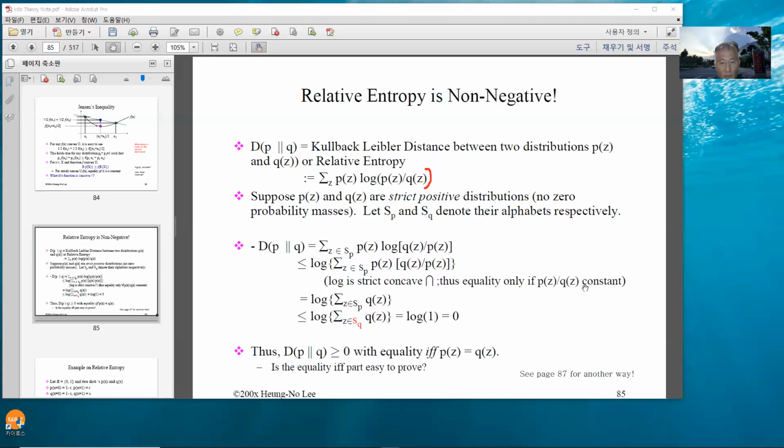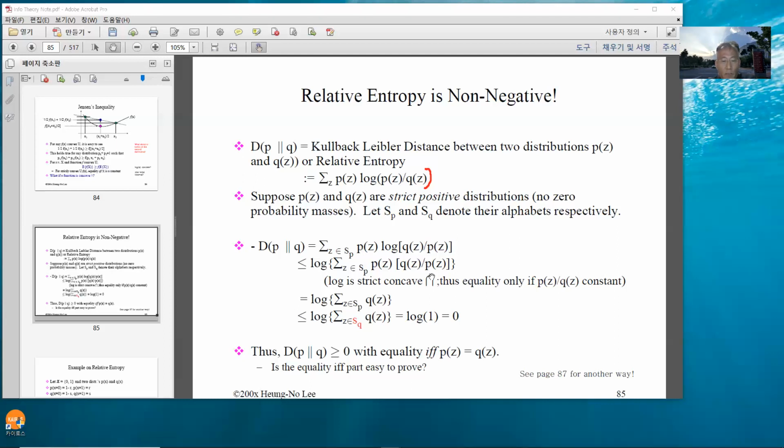Okay, so if it is constant, then this one right here is equal to some constant C, summation of this is C, and that number is supposed to be smaller than or equal to 1, and then it is equal to 1 when the set S_P is equal to S_Q. So the alphabet for the two distributions should be the same if this comes out equal. So that means the second equality holds only if S_P equals S_Q.